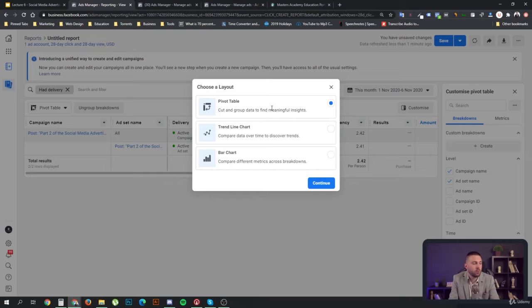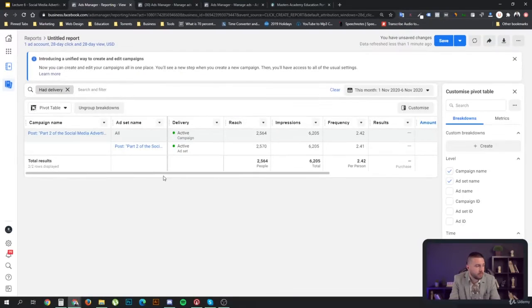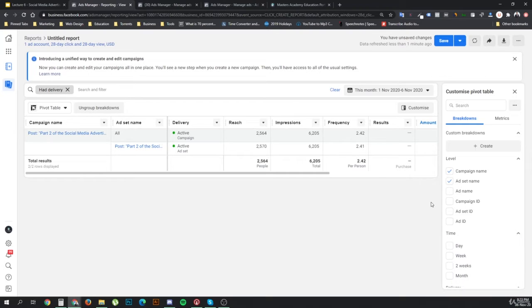So first of all, when you create your report, you have three options. You can use a pivot table, a trend line chart, or a bar chart. I'll show you how to use all three, but the pivot tables are really where the power of this tool comes from. So first of all, you need to understand what breakdowns are.